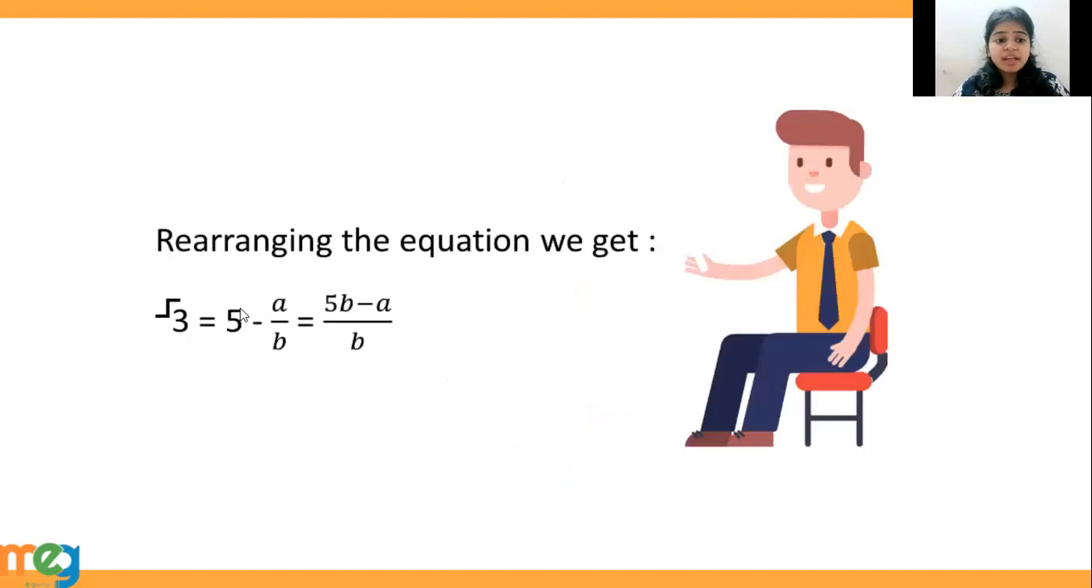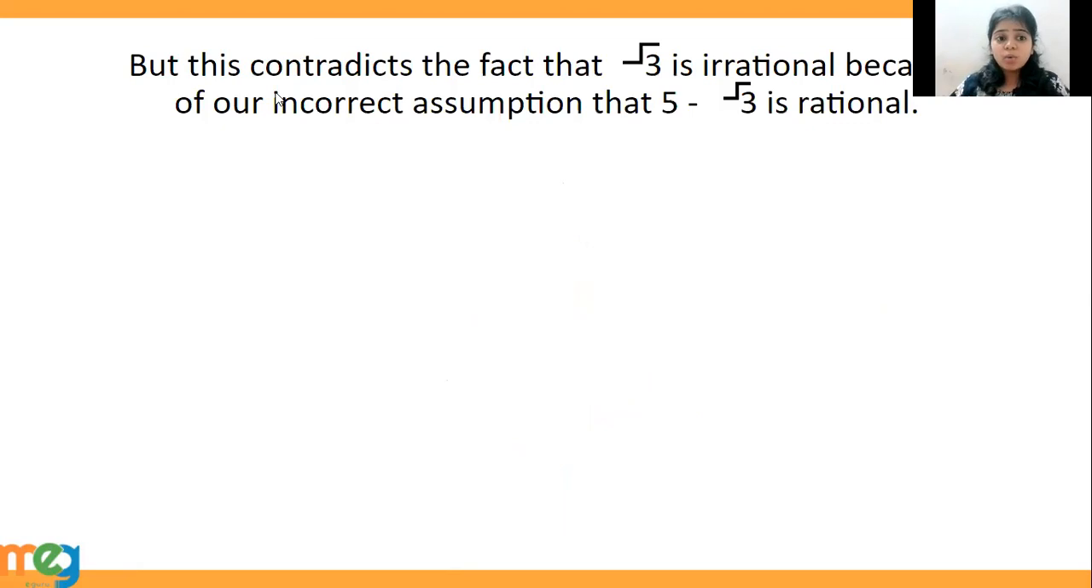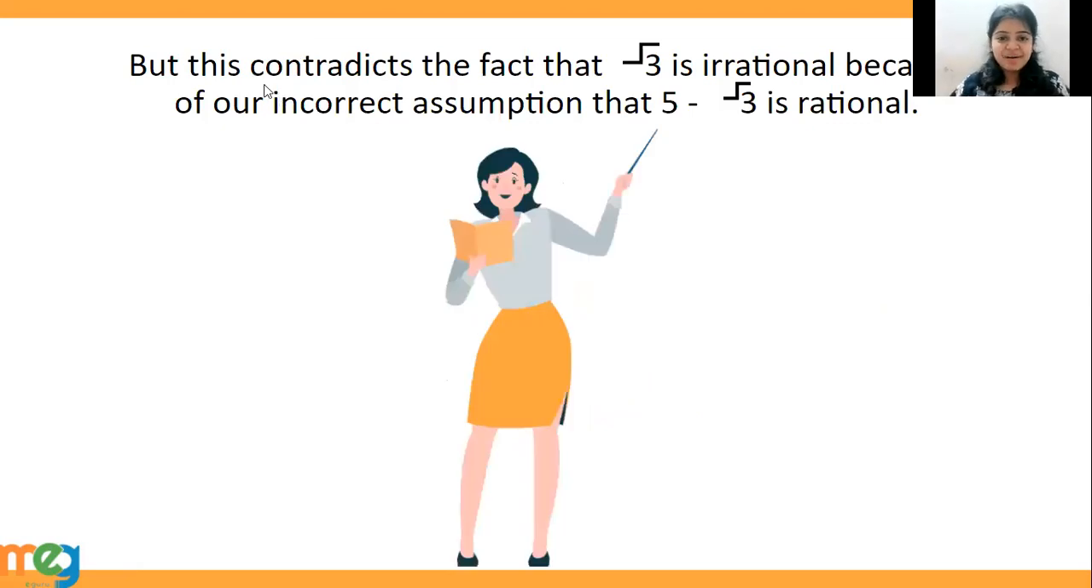Now see what they have done. Here it was root 3 and 5 minus a by b. If a by b is rational, then if you are subtracting 5 from it, it will also be rational, right? So they are saying that root 3 is rational. Okay. Now is the suspense of the story, like the climax of the story. But this contradicts the fact that root 3 is irrational because of our incorrect assumption that 5 minus root 3 is rational. Okay.